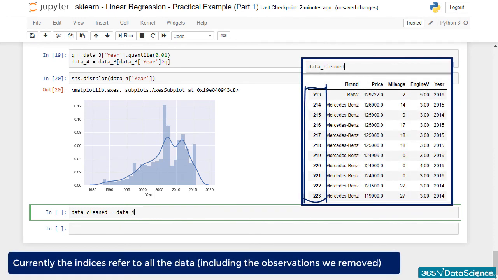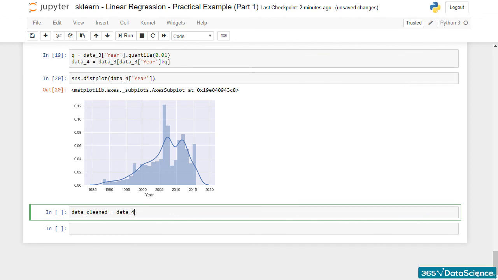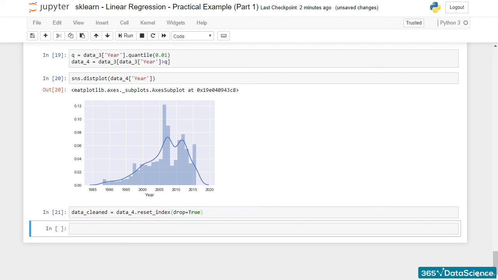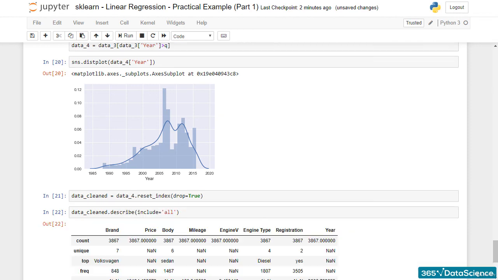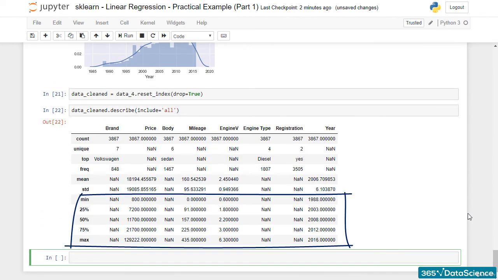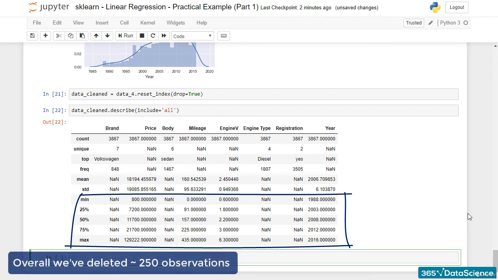Currently, the indices of the data frame refer to all the data, but we want them to describe only the data useful for analysis. The method we will use for resetting the index is dataframe.reset_index. We will include an argument drop equals True to completely forget the old index. Finally, I'll print the descriptive statistics once more. Now all the minimums and maximums seem about right. Overall, we've deleted around 250 observations, but they were the problematic ones, I promise you that.